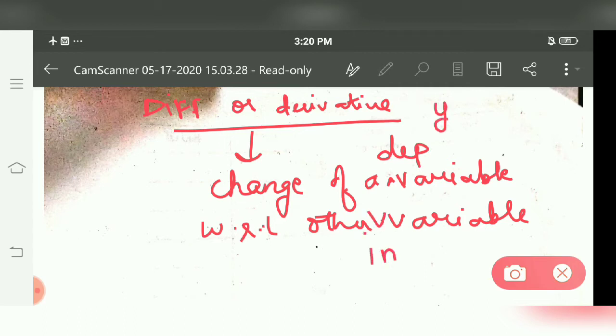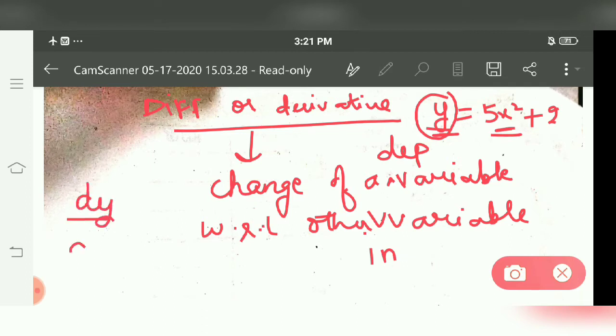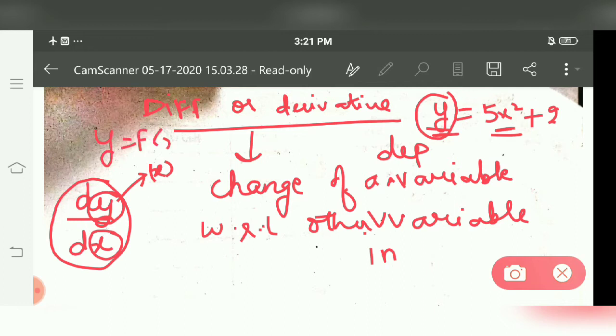Suppose we say y equals 5x squared plus 2. So x is the independent variable, y is the dependent variable. If we want to find what change is happening in y with respect to x, then we can write it as dy by dx. This is called differentiation of y with respect to x, because y is a function of x. Y is a function of x because y equals f(x). As function is quite clear to you, y is a function of x, so y equals f(x).